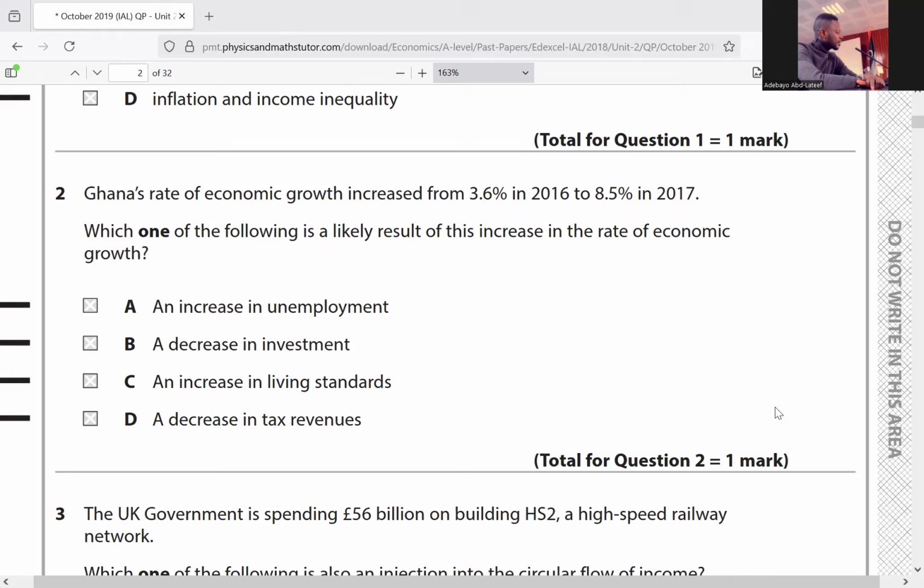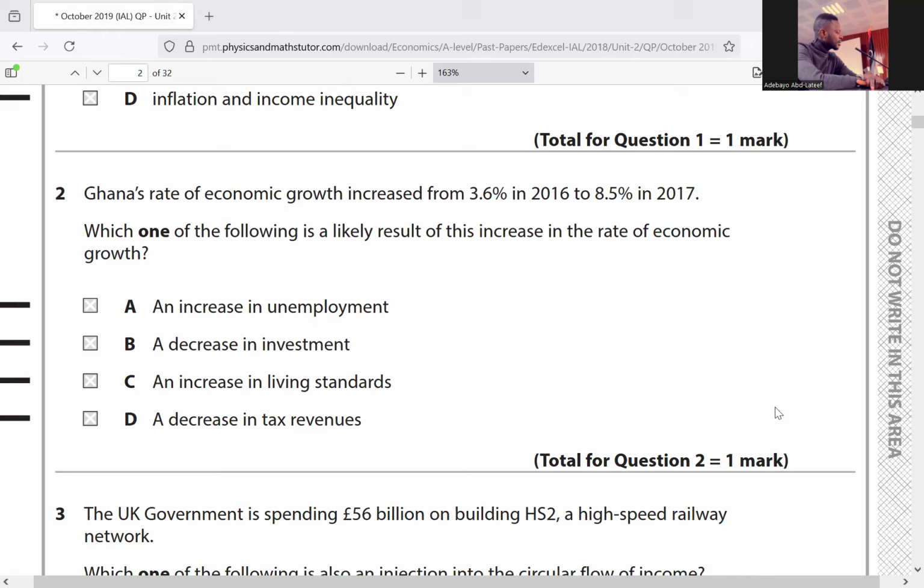So let's look at the options we have. An increase in unemployment. If the economic growth rate is increasing, it simply means that unemployment is expected to fall over time. It is not A. A decrease in investment simply means a fall in capital goods. But if the economy is growing, part of the reason why the economy will grow is that there's an increase in investment. So it is not B.